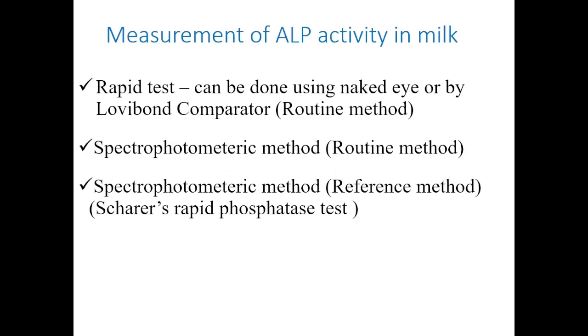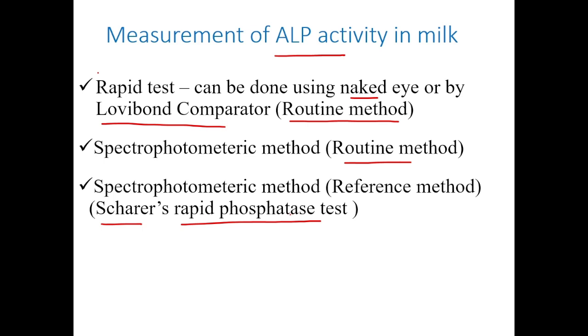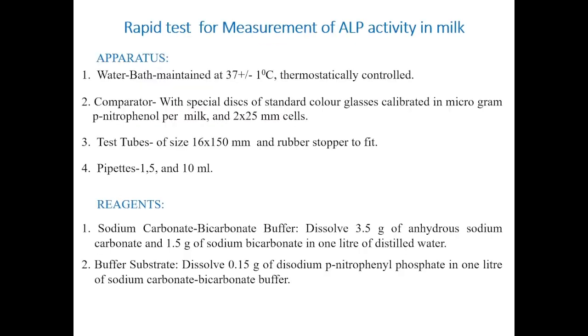Okay, now if we want to measure the ALP activity in milk, there are three methods. First, the rapid test, that can be done by naked eye also, or by Lovibond comparator, that is routinely used in the dairy industry or in labs. And the second method is the spectrophotometric method, which is a routine method. And another spectrophotometric method is the reference method given by Scharer. So it is called the Scharer rapid phosphatase test. We will discuss all these three tests in the coming slides. Now first let us see the rapid test for the measurement of ALP activity, that is the routine test which is done for alkaline phosphatase in the labs.